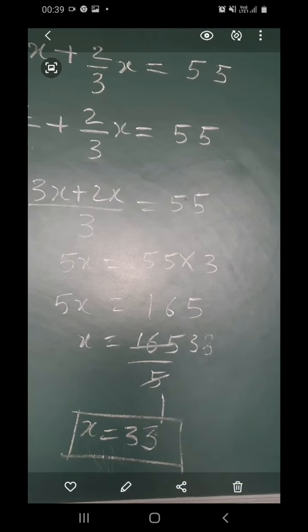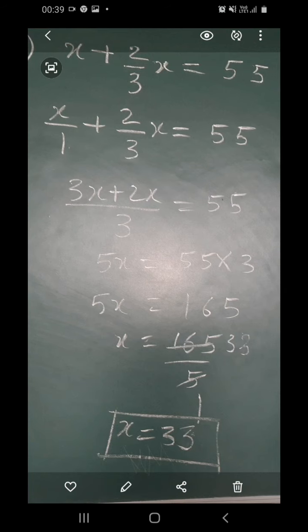So question 5: a number added to its 2/3 is equal to 55. So the equation will be x plus 2 upon 3 of x, because 2/3, right? A number added to its 2/3. So 2 upon 3 of x will be 2x by 3, is equal to 55. Again, x is not having any denominator, so consider 1 as the denominator of x. Now what is the LCM of 1 and 3? The LCM of 1 and 3 is 3. So now (3x plus 2x) upon 3 is equal to 55.